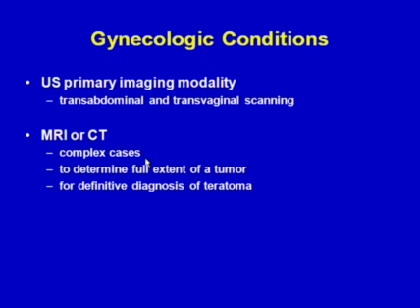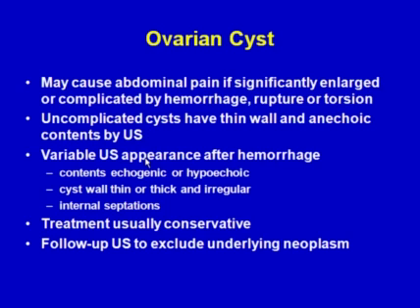Ultrasound is the primary imaging modality, including both transabdominal and transvaginal scanning when we are dealing with a sexually active patient. MRI or CT are employed in the imaging of complex cases, also to determine the full extent of a tumor, and also in some cases for definitive diagnosis of teratoma.